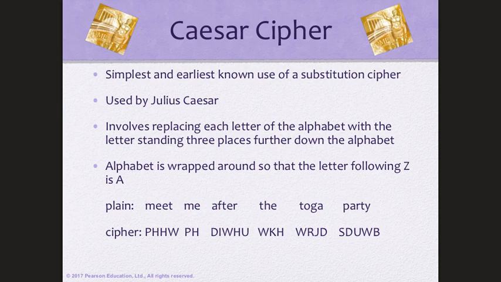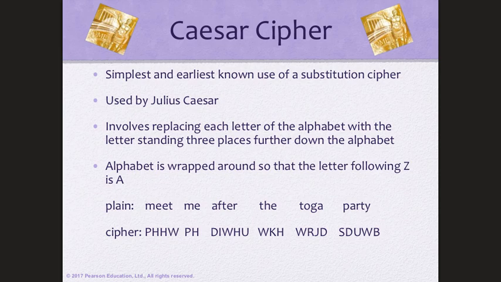So let's look, for example, at here. This is the message that I want to send, right? That's the plain text message. Meet me after the toga party, okay? And then this is the encrypted version of that message. M is replaced by P. How many letters between M and P? 3, right? So if you start from M, N, O, and then P, right? Then you go to E. E, F, G, H. So E is replaced by H.